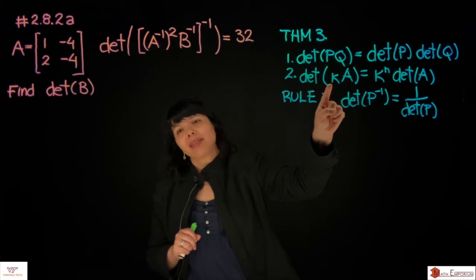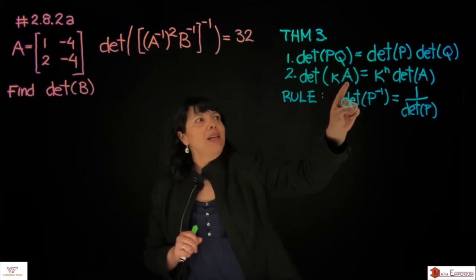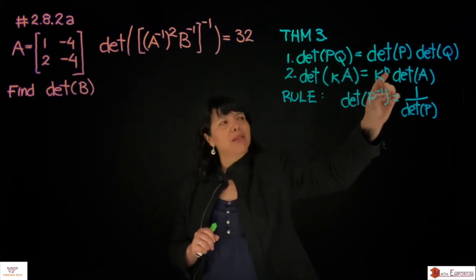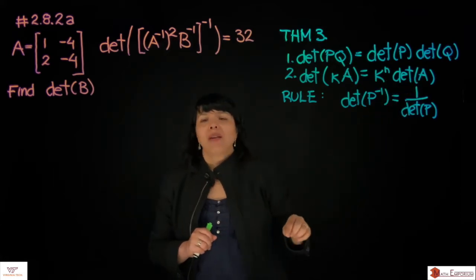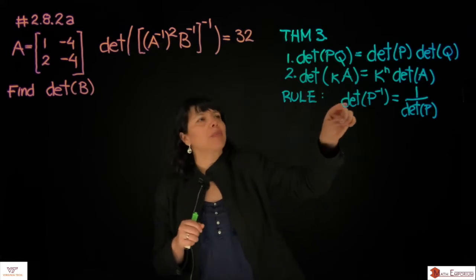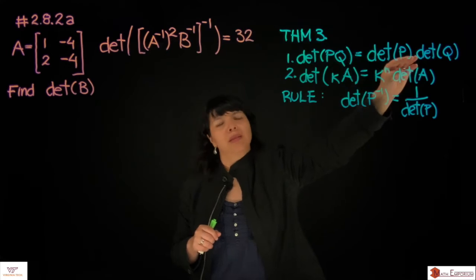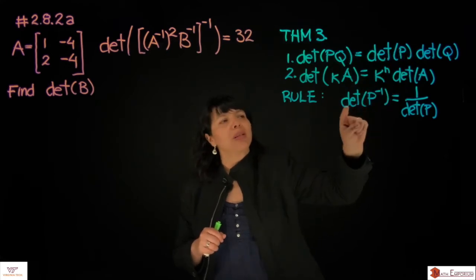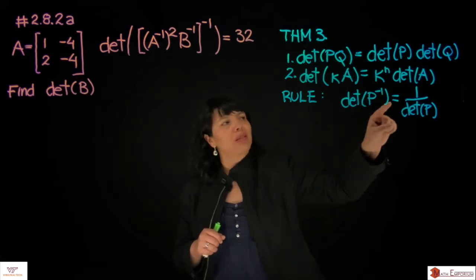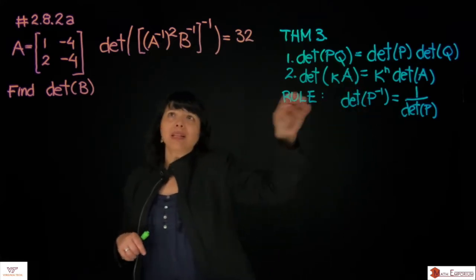And if I have a constant k multiplying an n by n matrix A, then the determinant of this new matrix is k to the n times the determinant of A. Finally, in that same part of our textbook, you will see a rule that, if you play around with this first property, you can figure out that the determinant of the inverse of a matrix is just 1 over the determinant of the matrix. So let's use this.